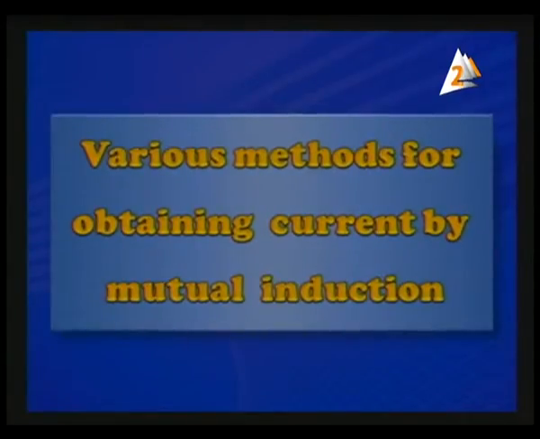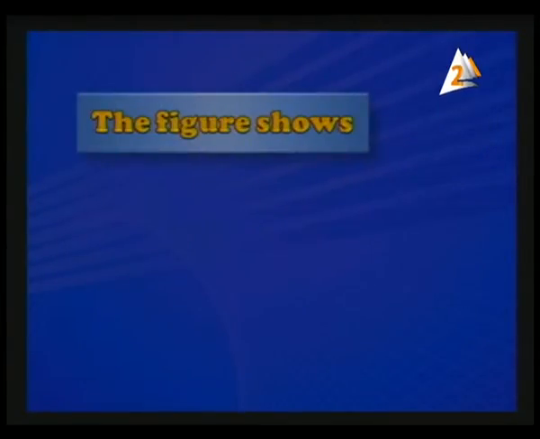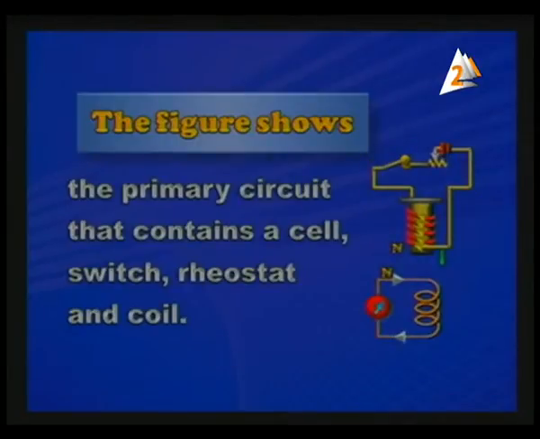And now talking about various methods for obtaining current by mutual induction. So we've got an experiment, actually experiments, and they are very important. The figure shows two coils. One of them is called the primary coil, which is connected to a DC supply, battery, rheostat, and switch. And we've got a secondary coil.